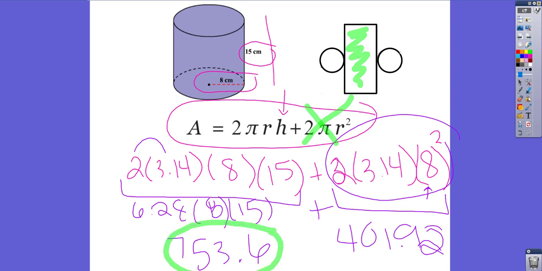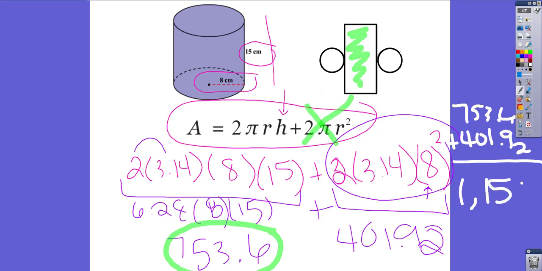Go ahead and give me your total surface area. For total surface area, you would need to add everything together, your bases and your sides. And give me that final answer, please. You should have gotten 1,155.52.